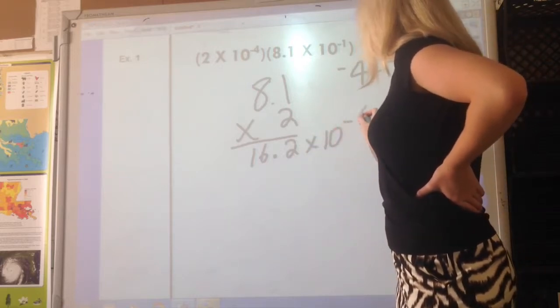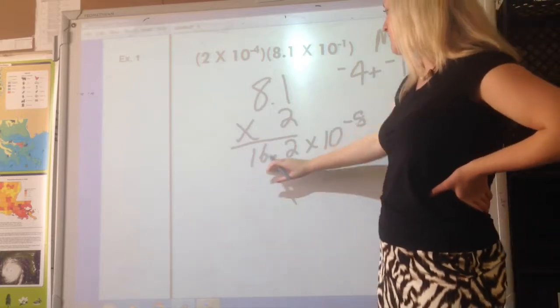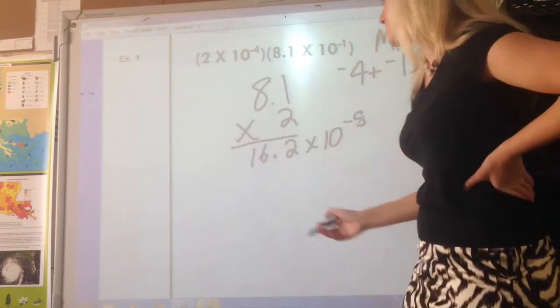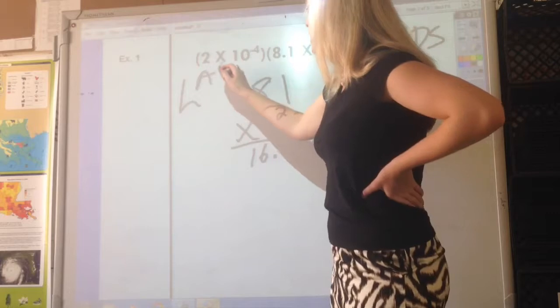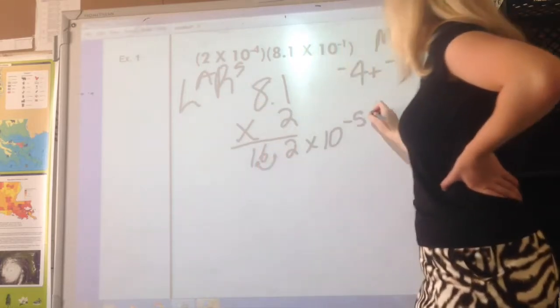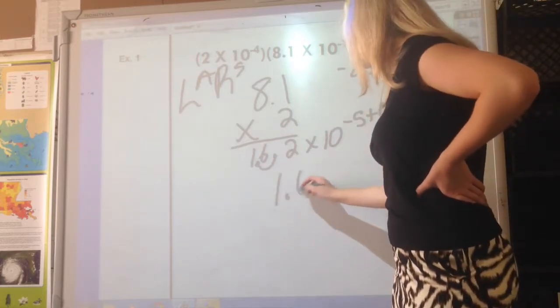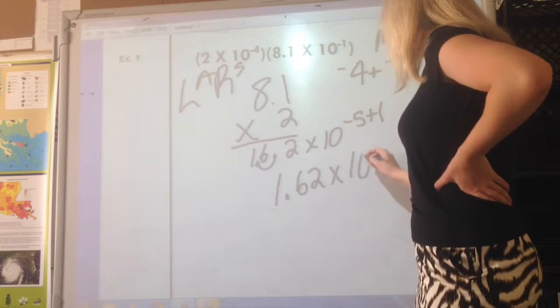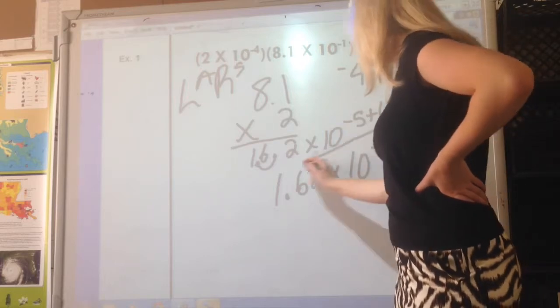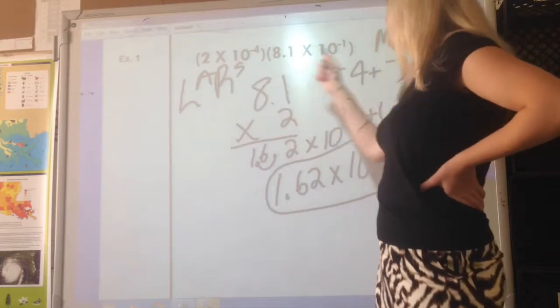Times 10 to the -5. All right, this would almost be close to being our answer, except I see that my coefficient is not in proper scientific notation. So I have to remember my good friend Lars. I'm going to move it one spot to the left, and that means I'm going to add 1 to my exponent. So my final answer is 1.62 times 10 to the -4. Remember, all I did there was multiply my coefficients and add my exponents.